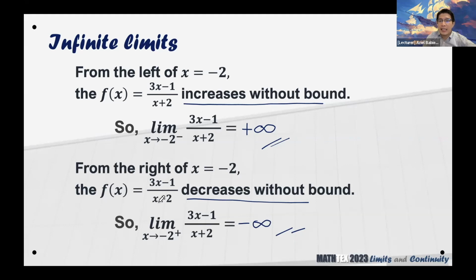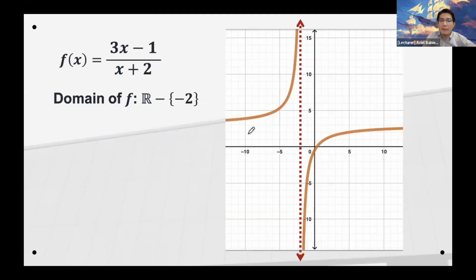Okay? So again, let me be very clear. When we say infinite limits, we are observing asymptotic behavior. Okay? But then these are not limits that you actually approach. These are just behavior. Increasing without bound, decreasing without bound.